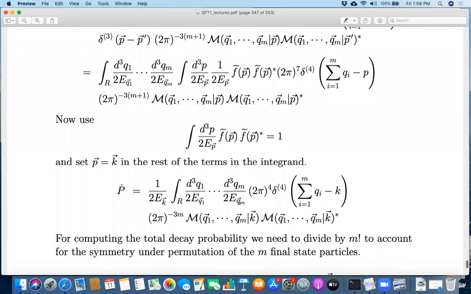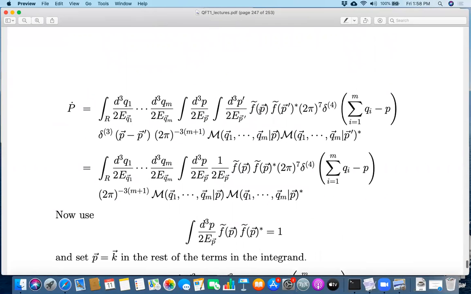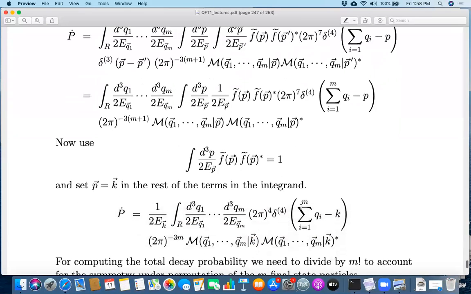Is this clear? Sir, please explain why we are replacing p bar with k bar. Yeah, because f tilde I have chosen to be a sharply peaked function around k, right? Yes, sir. There's a width sigma, and eventually you want to take the sigma to 0 limit. So in that limit, anything which is varying smoothly, you can just replace by k. Except in this product, right? So that's why I have separately done this integral, written as a 1, and everywhere else I have replaced p by k. Okay, sir. Any other question?